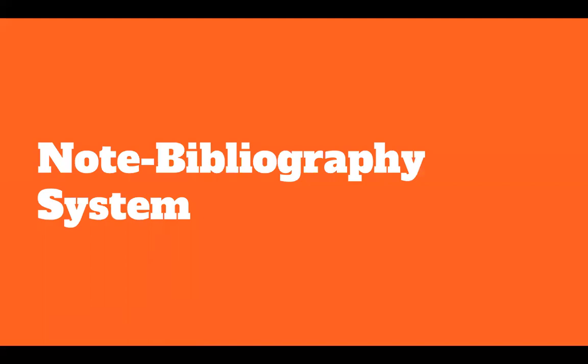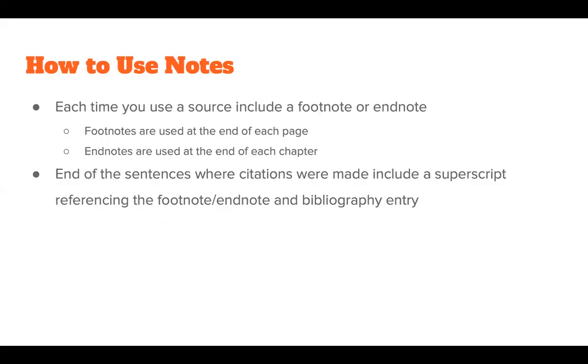So the notes bibliography system. Similarly to the other citation styles, you're going to use notes each time you use a source. But instead of using a parenthetical citation, each time you use a source, you're going to include a footnote or endnote. Footnotes are used at the end of each page, while endnotes are used at the end of each chapter. So for those who are doing shorter papers that have no chapters, footnotes are more commonly used, and endnotes are for much longer papers and books and dissertations, where chapters are going to be used. So they'll be utilized there more.